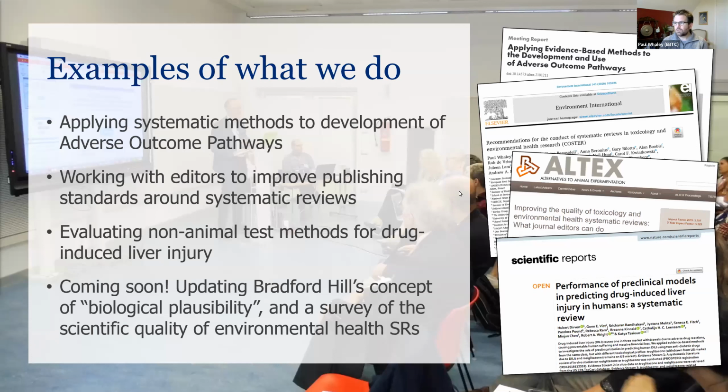Some examples of what we do include working on systematic methods for the development of adverse outcome pathways, working with editors to improve publishing standards around systematic reviews, evaluating non-animal test methods for drug-induced liver injury, for example. And then we have some upcoming papers on Bradford Hill's concept of biological plausibility and a survey of the scientific quality of environmental health systematic reviews, which we're looking forward to telling you about on future symposia.